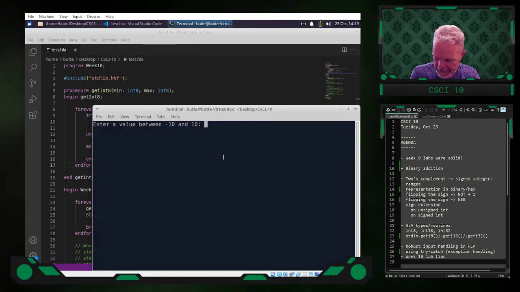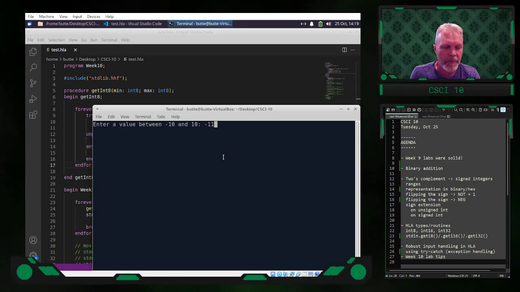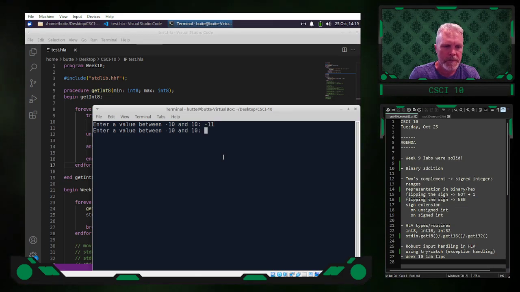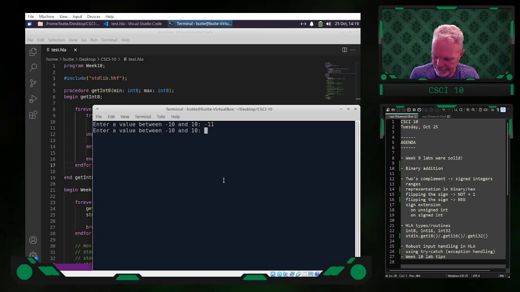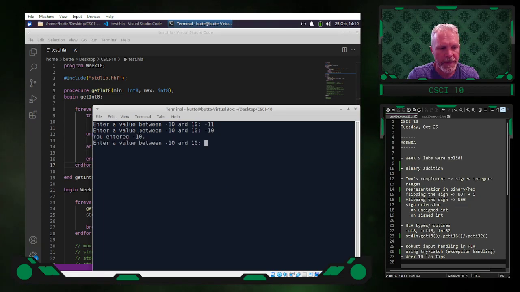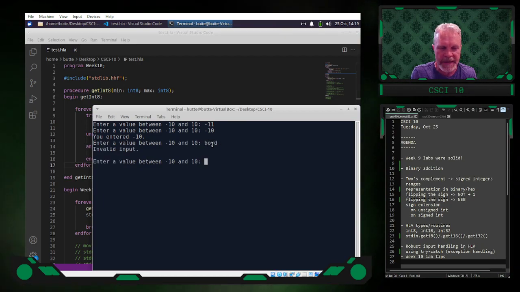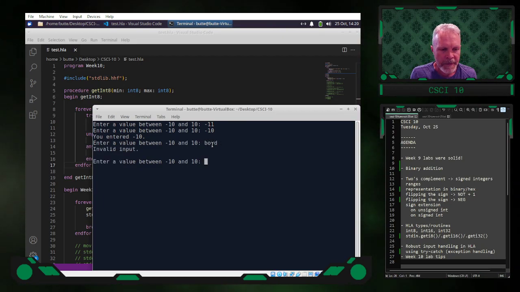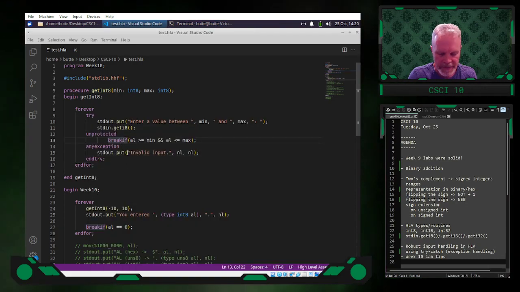All right, -10 and 10, so -11 will be a valid number, but it won't let me get out without it. So -10 should now work. Yep, and then I got back into the main part of the loop, and then if I do void, then the exception handling part kicks in. I could make this fancier if I want to.